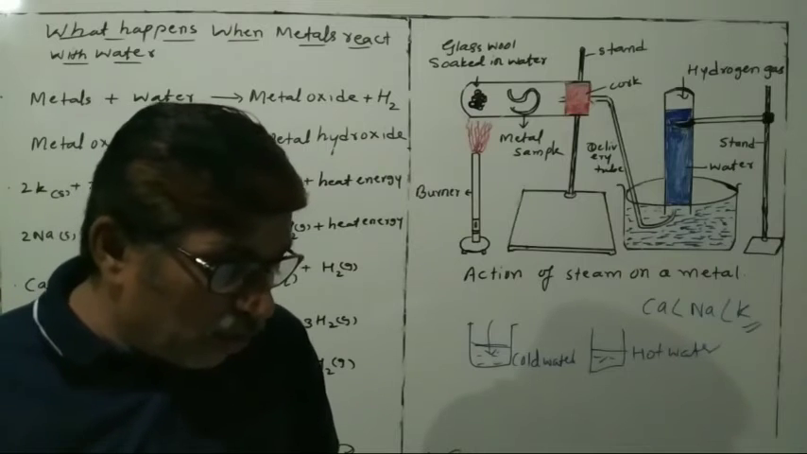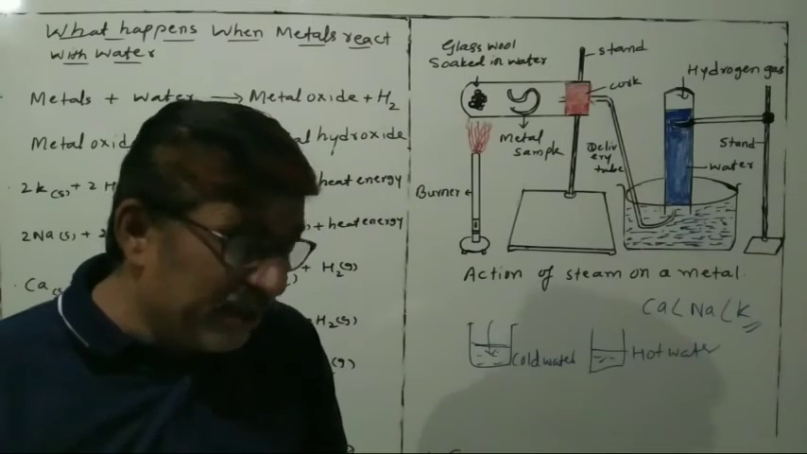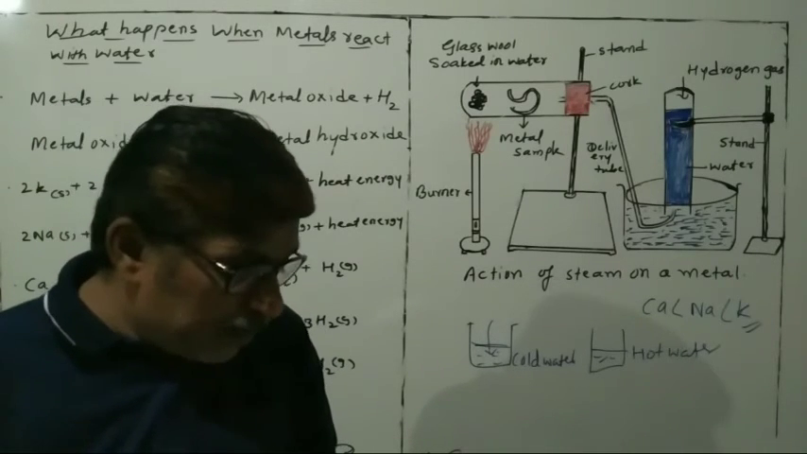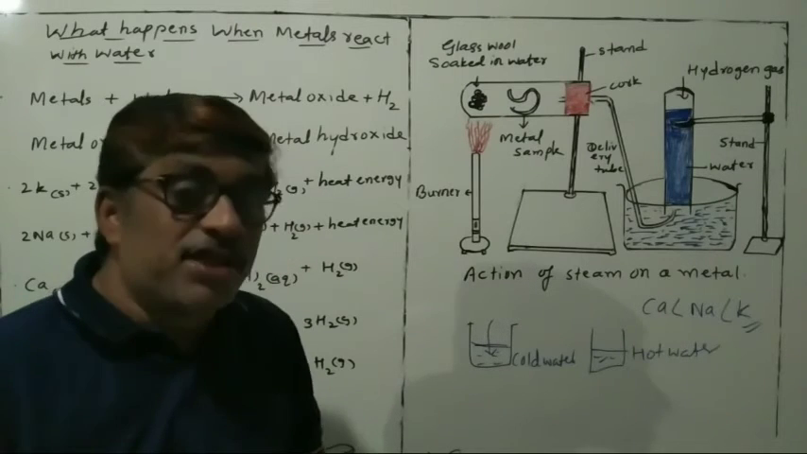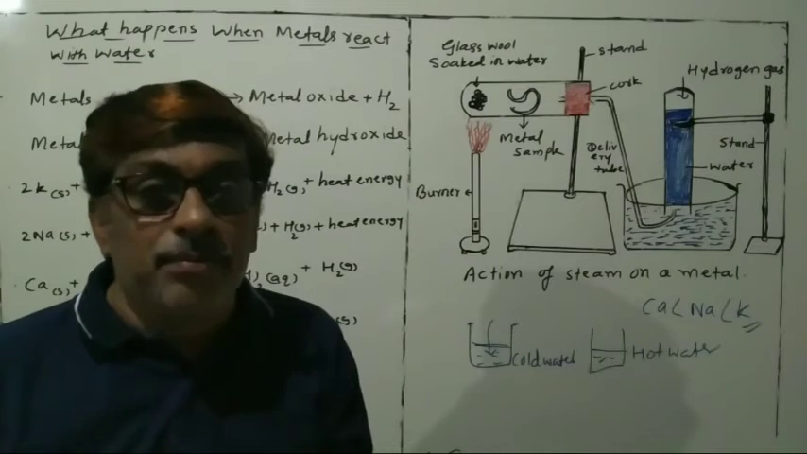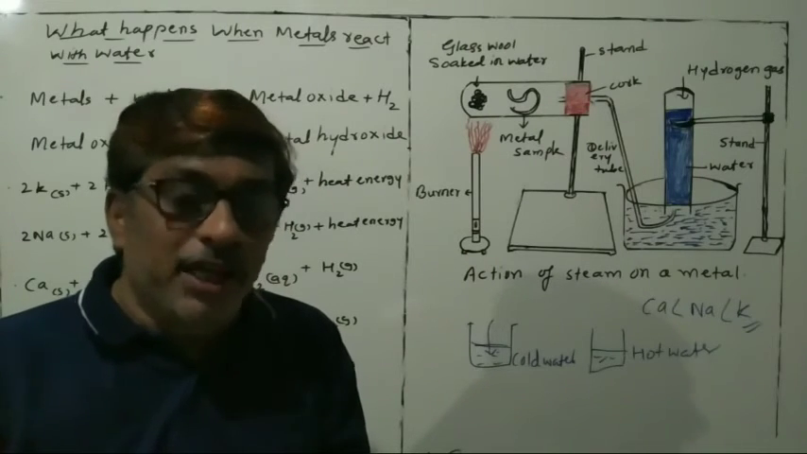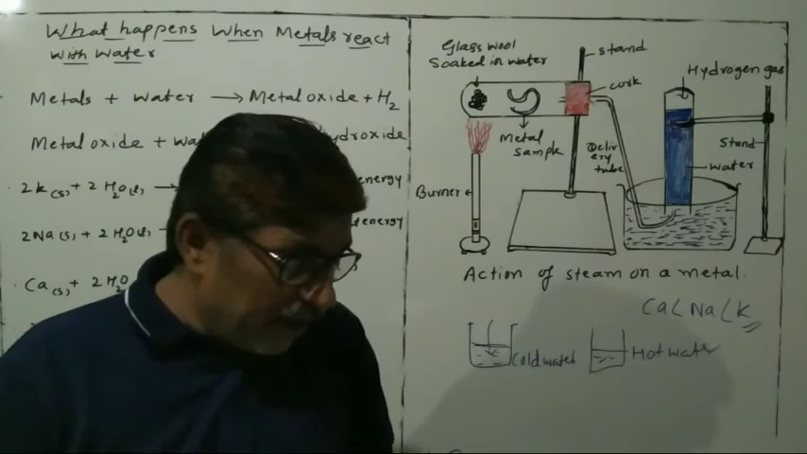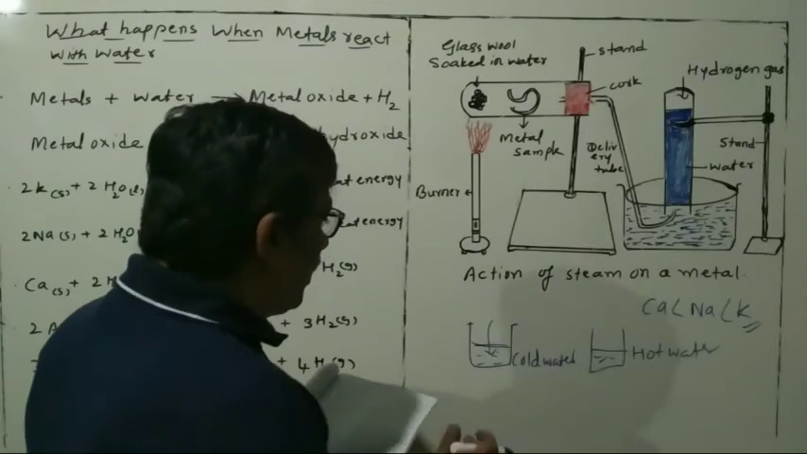Write the decreasing order of the reactivity of metals with water. In the decreasing order, you write potassium is more reactive than sodium, then calcium, then magnesium, then aluminium, then zinc and iron. In this way you can write.